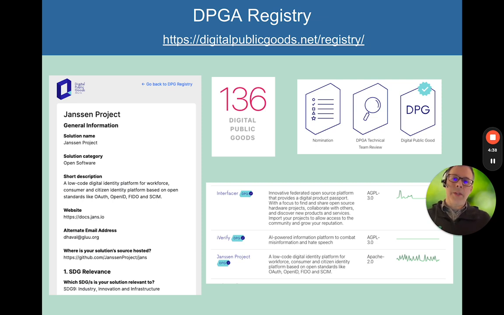Now, the Janssen Project, which I lead, registered and was approved as a DPG, and was listed in the registry. And this on the left is an example of what that looks like. This is our Janssen Project registry listing. 136 projects have been approved and are listed in the DPG registry. And they give you a nice little chart here, I guess, if you're looking at the registry. These are our GitHub check-ins, and you can see, we're really busy. Maybe this project not as much.